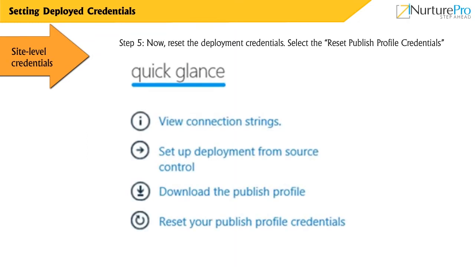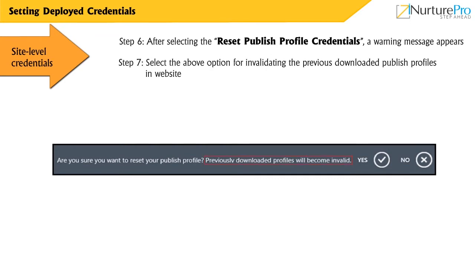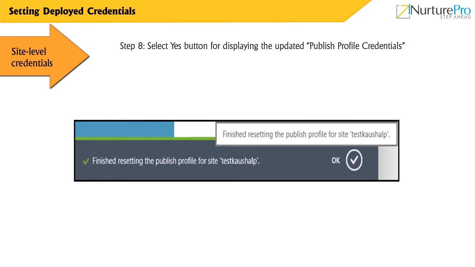Step 5. Now, you can reset the deployment credentials. Select the Reset Publish Profile credentials. Step 6. After selecting the Reset Publish Profile credentials, it will give a warning message. Step 7. Select the above option for invalidating the previously downloaded publish profiles in the website. Step 8. Select the Yes button for displaying the updated publish profile credentials.